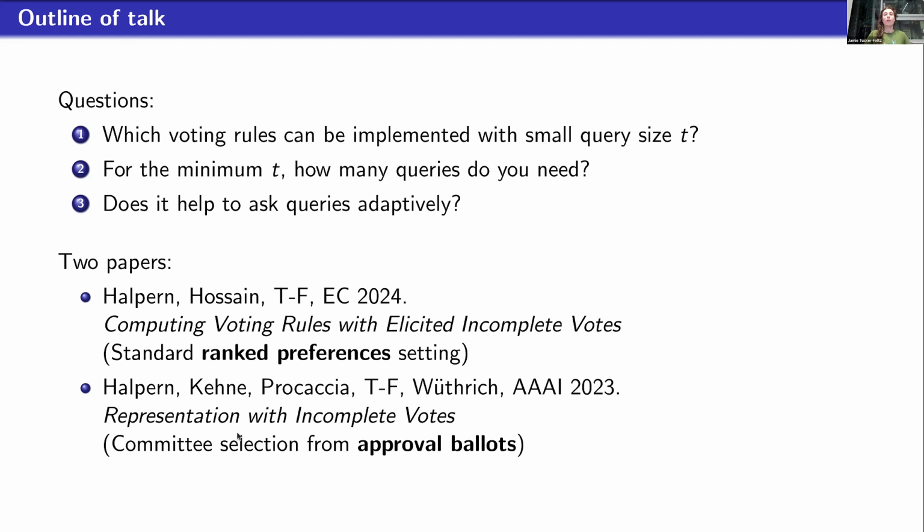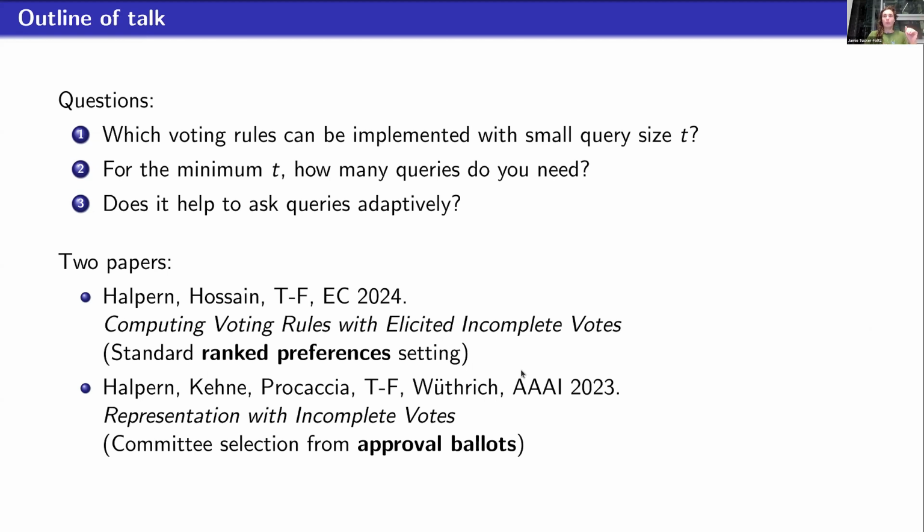Polis wants to solve the harder problem of selecting some set K of the comments. And then there's a bunch of classic axioms about how you should select those K comments. And we ask similar questions. Can you do that with a limited query size? And that was joint work with, again, Daniel Halpern, Greg Keeney, my advisor, Ariel Procaccia, and Manuel Wuthridge. Okay, so that's where we're going.